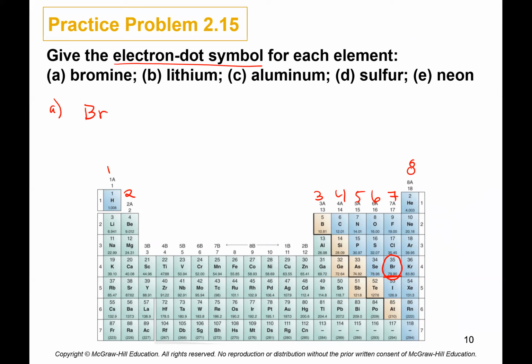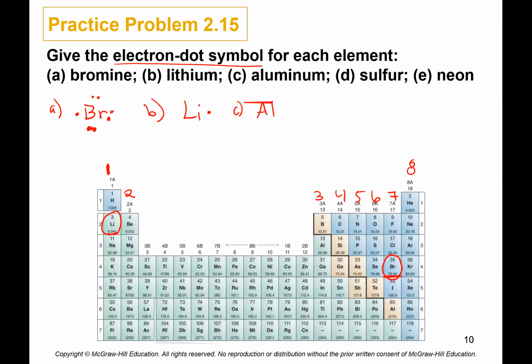I draw the chemical symbol first, or the element symbol, and then I do 1, 2, 3, 4, and now I can start pairing them: 5, 6, 7. All right, let's do lithium, which we've already talked about. Lithium has a Li symbol, it's located here on the table, and it has 1 valence electron because it is sitting in the first group. So we just draw it like this.